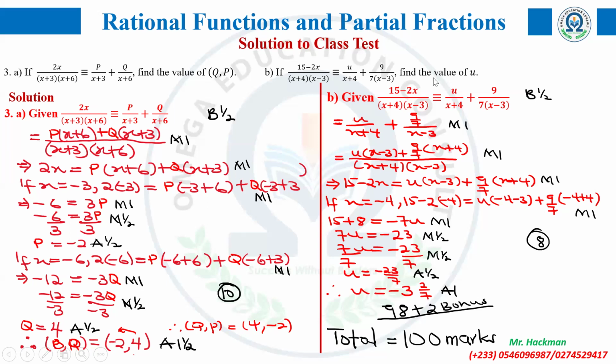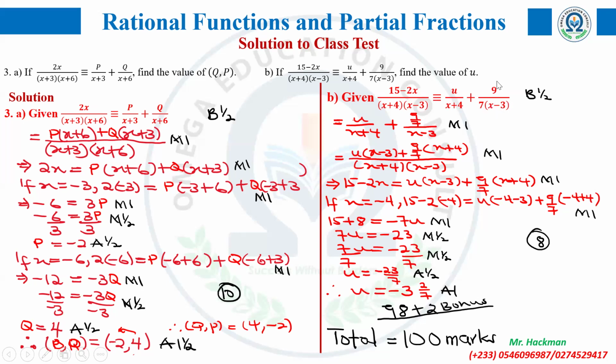Okay, here we're asked to find the value of u. So what do we do? The identity has been written. However, you have to be very careful. The identity would have been a letter over, which is u over s plus 4, plus another letter, maybe v over x minus 3.